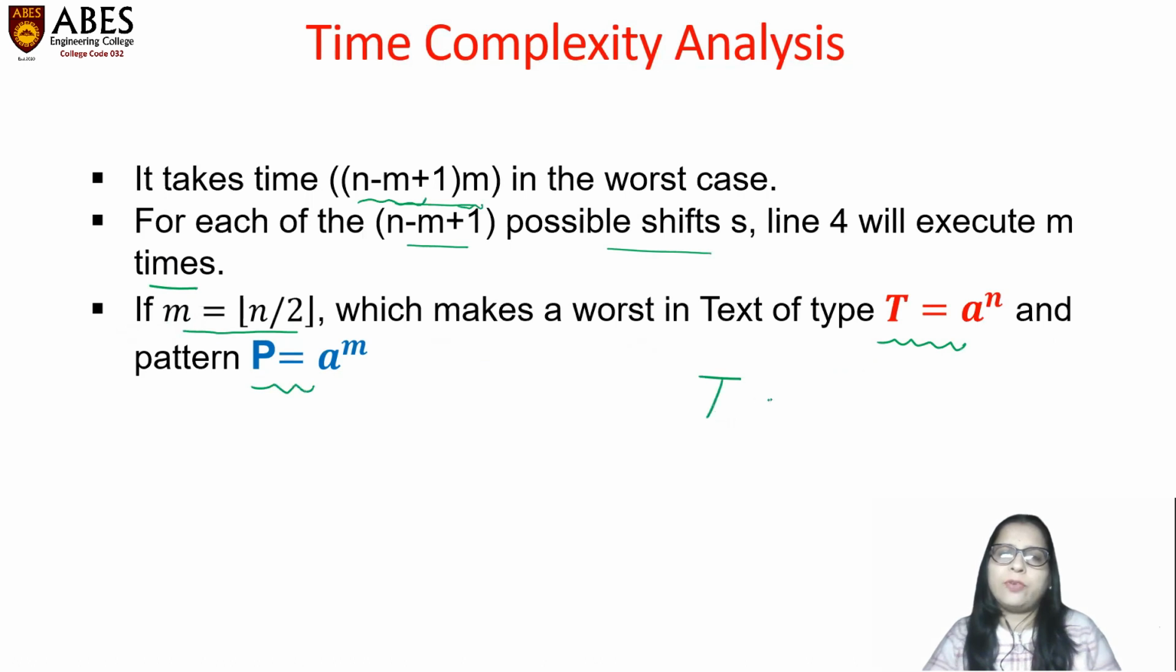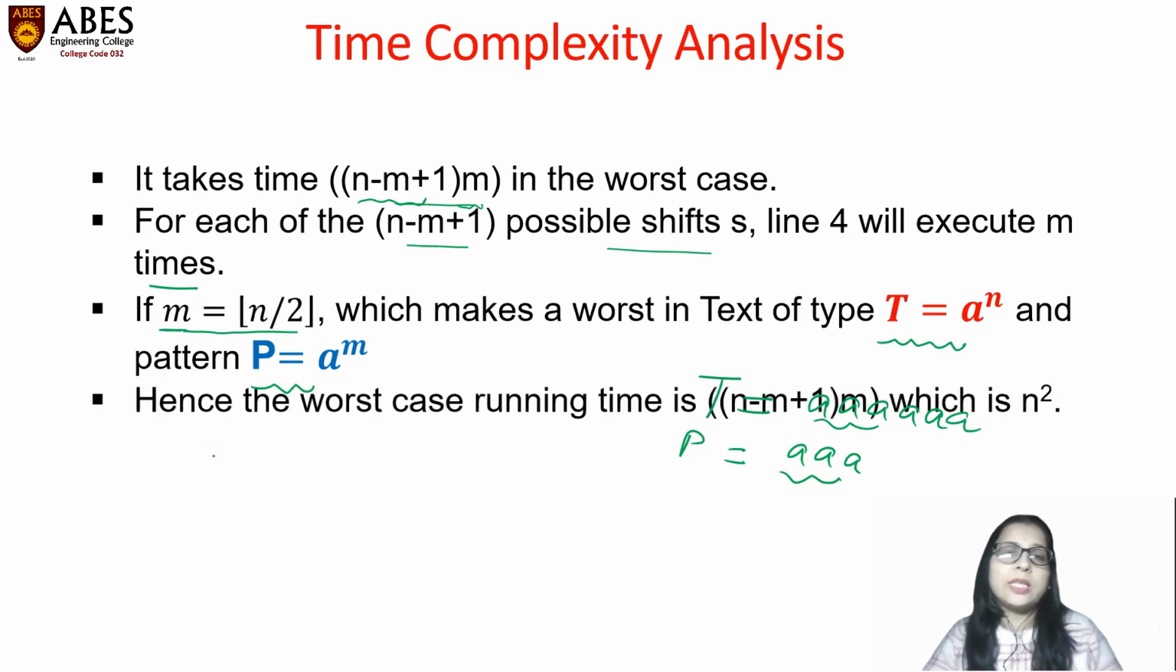So you may call that if T is given to be of this type, where it is a repetition of a single character, and where pattern is of this type. In this situation, we call this sort of example worst case. And in this case, if we assume m is equal to n by 2, this makes the worst case, and the complexity is order of n square, right? So in worst case, the time complexity of naive string matcher algorithm is order of n square.